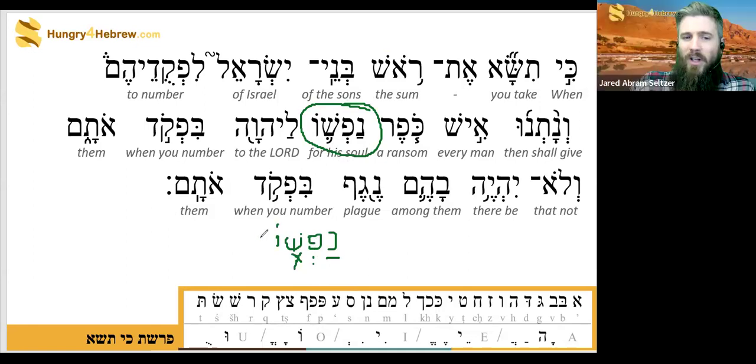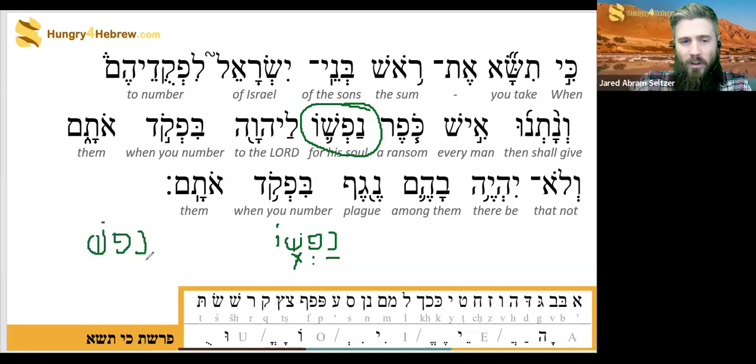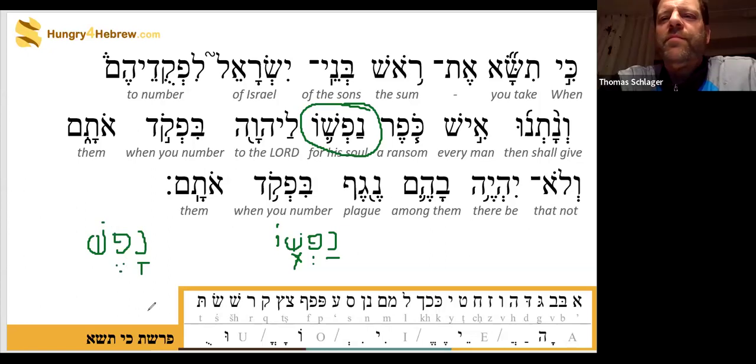So if we saw the word nefesh in a pausal form, what would it look like? What would the word nefesh look like in pausal form? Nafish. Exactly. Nefesh, also nafish.